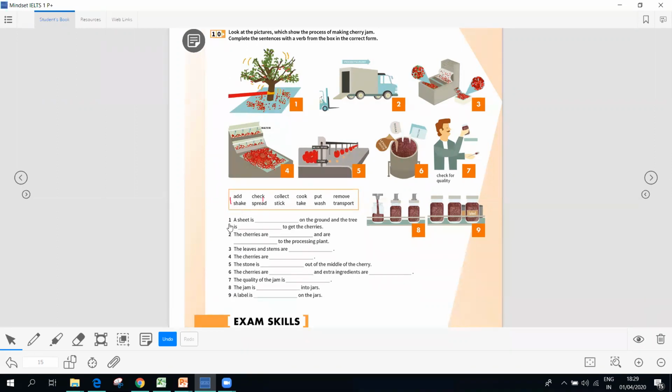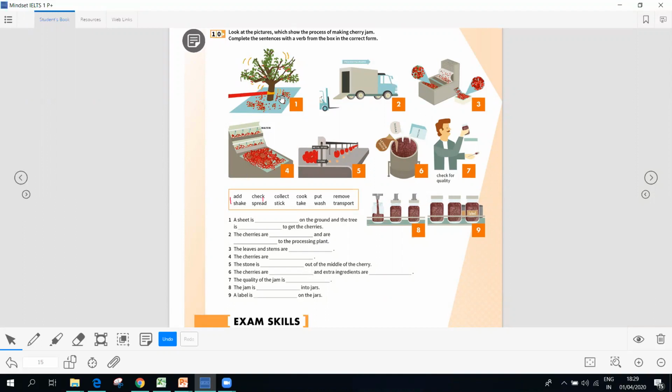So let's read this first sentence. A sheet is dash on the ground and the tree is dash to get the cherries. All these sentences correspond to the pictures, right? Which means all these sentences are in the same order as the pictures. So sentence number 1 is for picture 1, sentence number 2 is for picture 2, sentence 3 for picture 3, and so on.